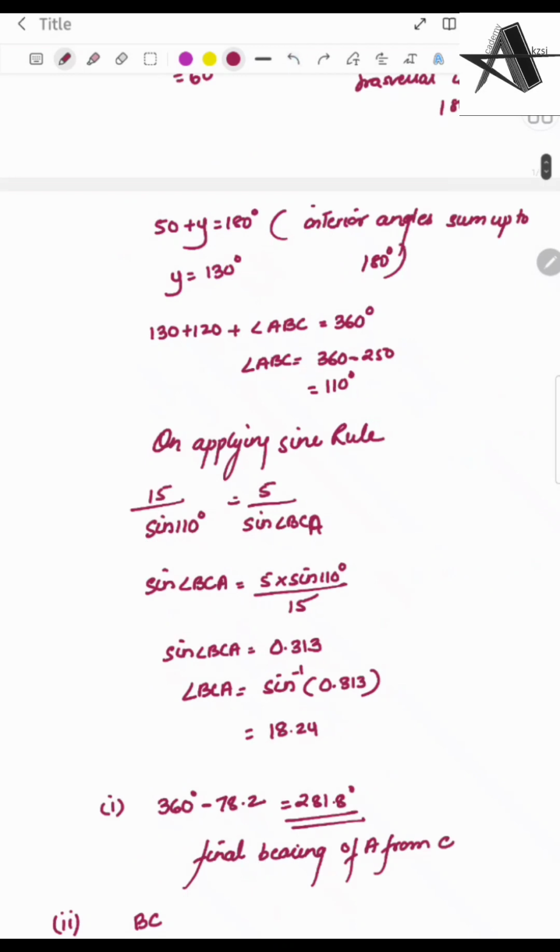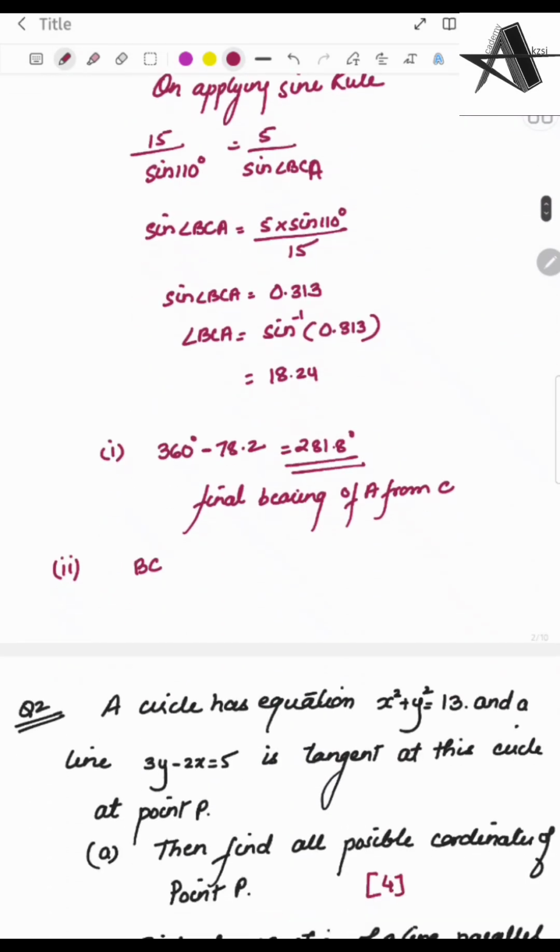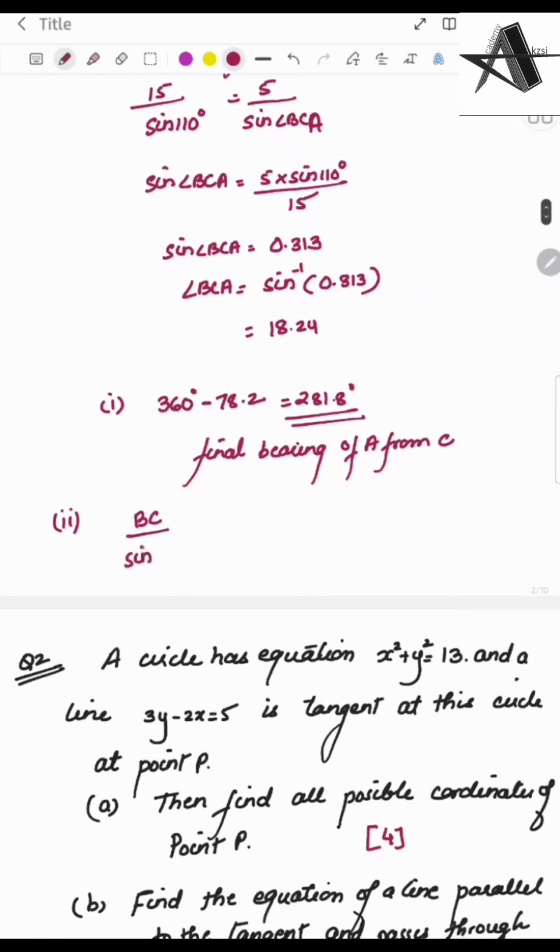How can I calculate angle A? Angle A is simple. This is 18.24. This one angle we just calculated, 110 degrees. So the third angle will be just subtracted from 180. So you just need to do 110 plus 18.24 and subtract it from 180. So this comes out to be 51.76. So length BC over sine of 51.76 equals, I have to pick any side and opposite angle.